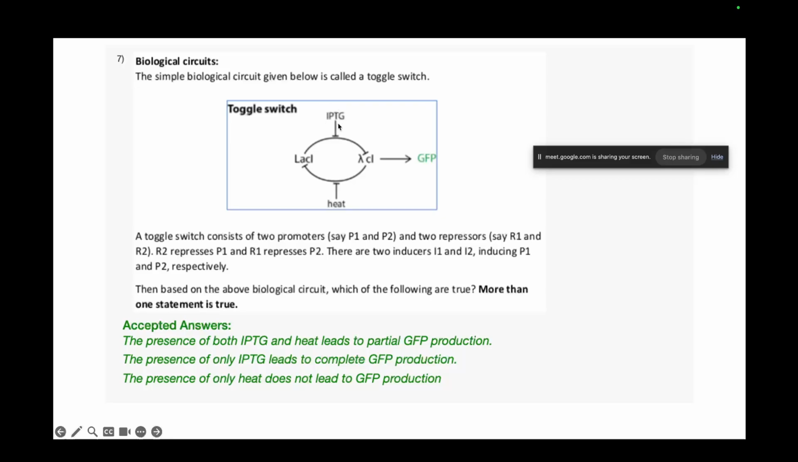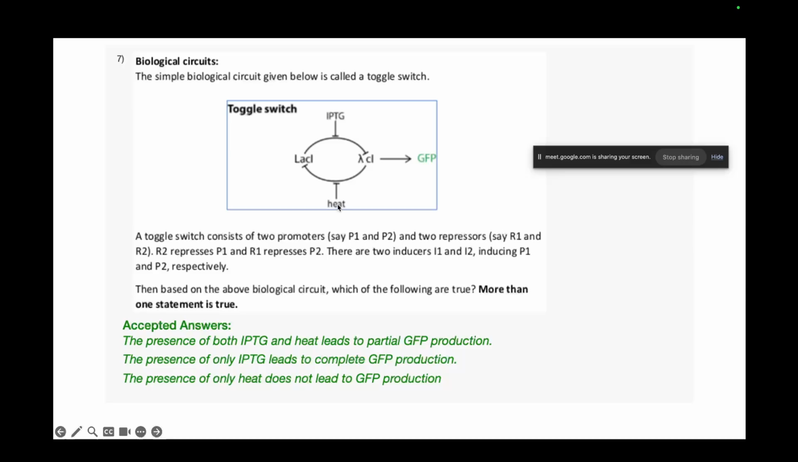So you have IPTG and heat. See what these are doing. IPTG is repressing formation of lambda CI from lac I, which lambda CI will give GFP. So if lambda CI is not present, it will not form GFP.